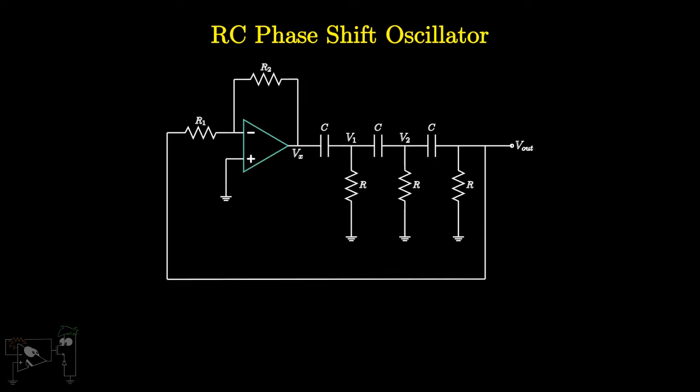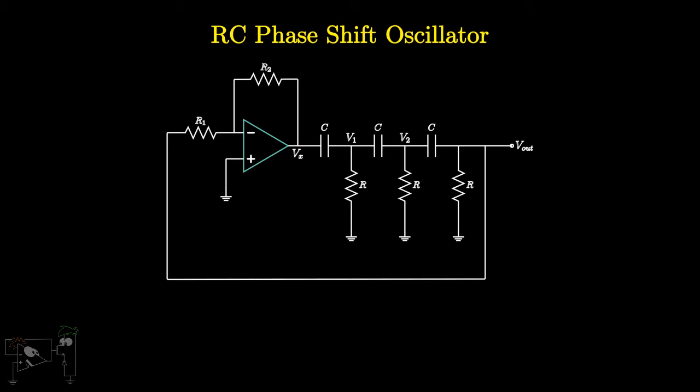It consists of an op-amp and an RC network. Remember, due to the Barkhausen criterion, we require minus A beta of omega equal to 1, where A is the forward gain and beta is the feedback factor. Here R2 and R1 form the feed-forward network. The RC network forms the feedback network.